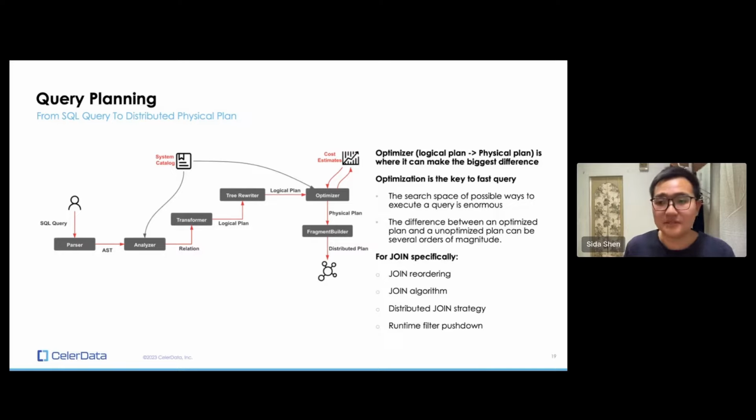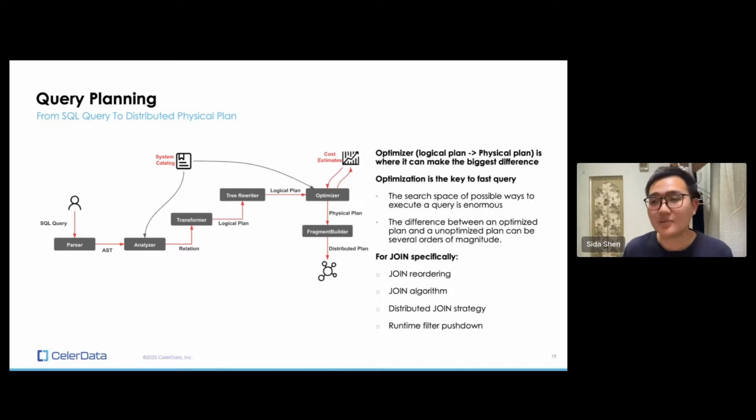The reason being, the logical plan is actually what your SQL is trying to do. So, let's say, join A, join B on the key. And there's really not much you can change, there's really not much you can optimize. But a physical plan is how your database actually executes this query, on a single node or distributedly.